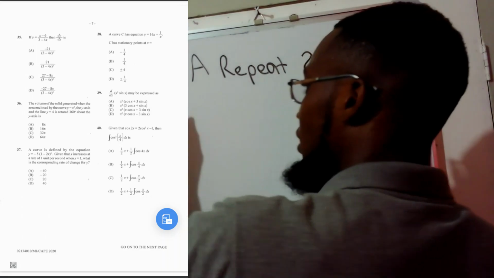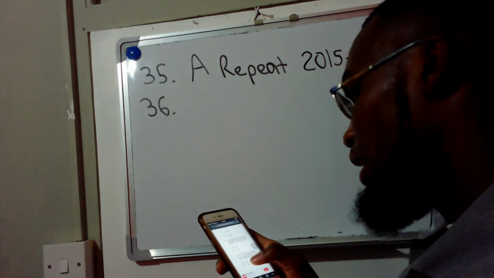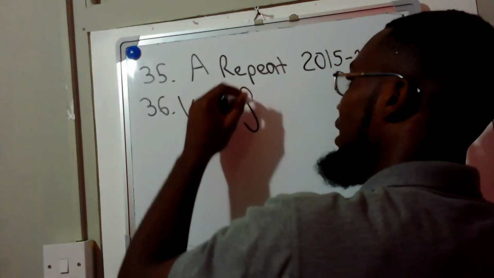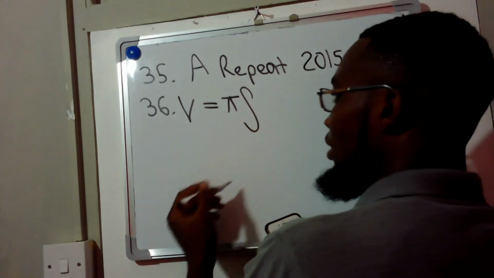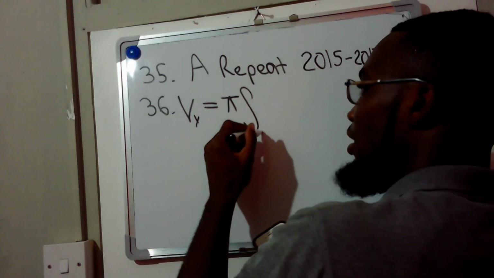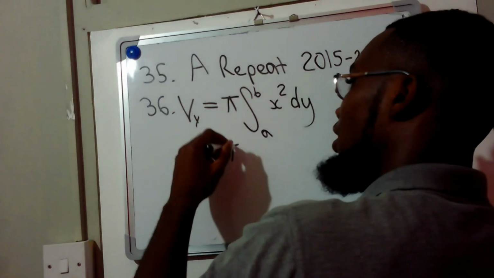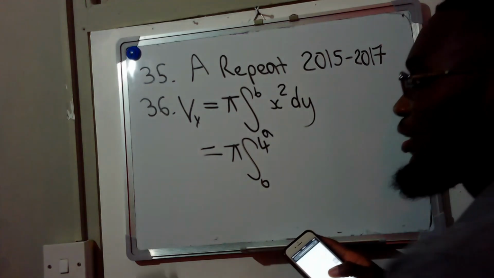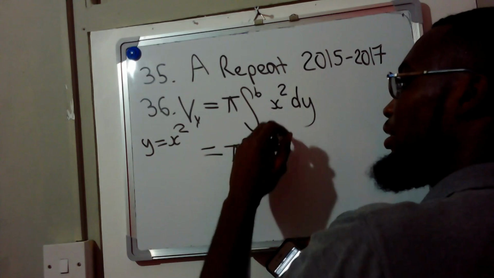Number 36, it says find the volume of the solid enclosed around the area x squared. Volume around the y-axis is pi times the integral from a to b of x squared dy. So in this case, volume is pi times the integral from 0 to 4 of x squared dy. They told you the curve is y equals x squared, so x squared is y.